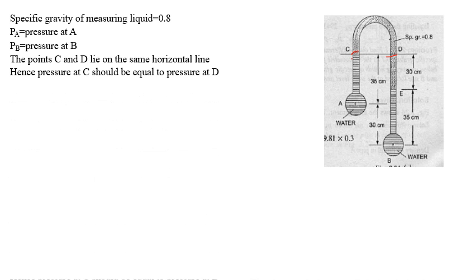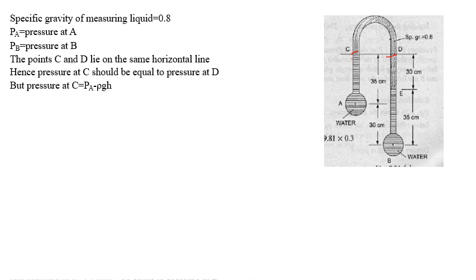The P of A is the pressure at point A. The P of B is the pressure at point B. The points C and D lie on the same horizontal line. So here these two points, C as well as D, are taken as a reference. The C point is here and this is the D point. Hence pressure at C should be equal to pressure at D. So now pressure at point C is equal to pressure at point D.